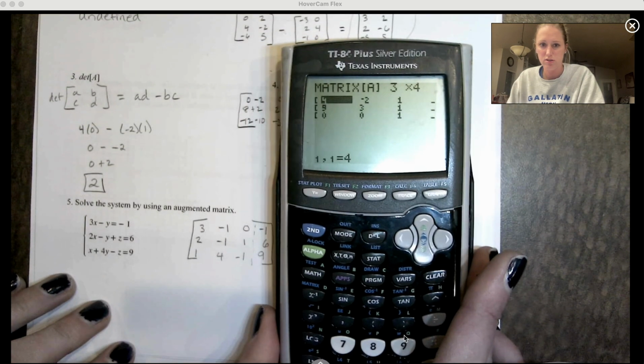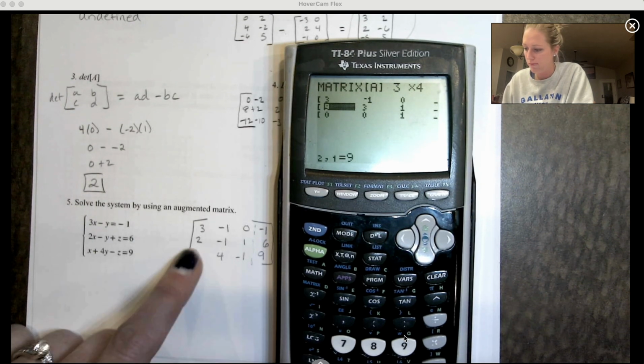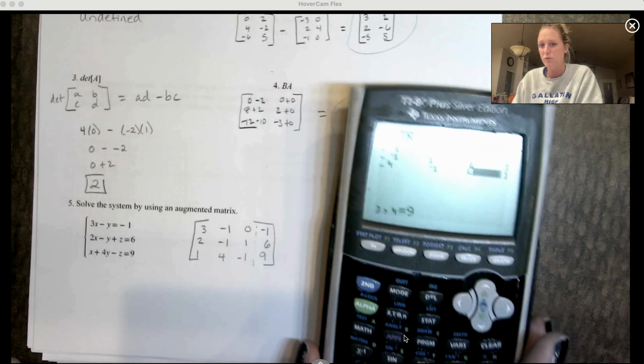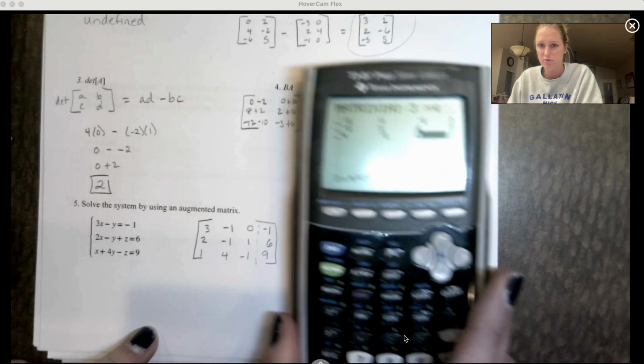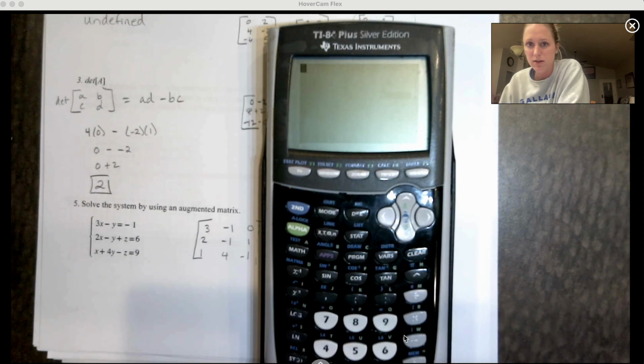And then I'm going to enter these numbers. Sorry, try and get that so you guys can see. Okay, so I'm going to go 3, enter, negative 1, enter, 0, enter, negative 1, enter. So now I'm on row 2. 2, negative 1, 1, 6, 1, 4, negative 1, 9. Okay, so now I'm going to RREF this guy, so I guess I'll keep that. You guys can see without the glare. There we go. Okay, so I'm going to just quit, get out of that.